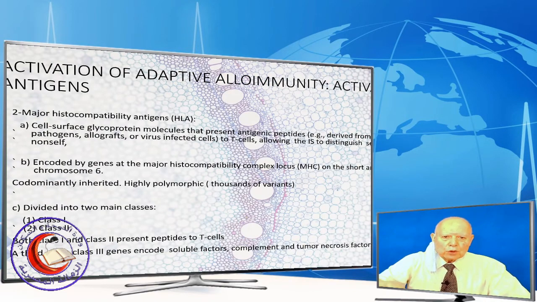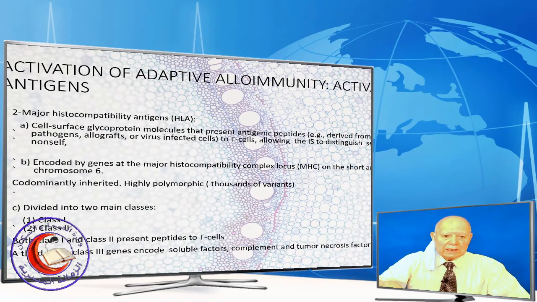Now, what about the major histocompatibility antigens? These are also known as human leukocyte antigens. These are cell surface glycoprotein molecules that present antigenic peptides derived from pathogens, allografts or virus-infected cells. The T cells, as we mentioned, cannot recognize and engage antigens directly. The antigen has to be presented to them as peptides by major histocompatibility complex molecules on the surface of antigen-presenting cells, that is to say, dendritic cells, macrophages, or B cells.